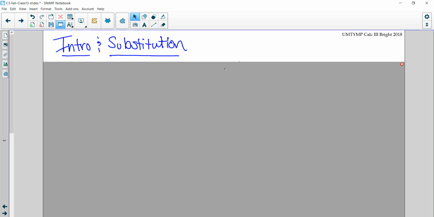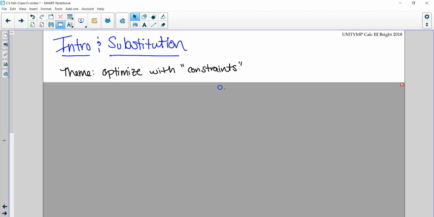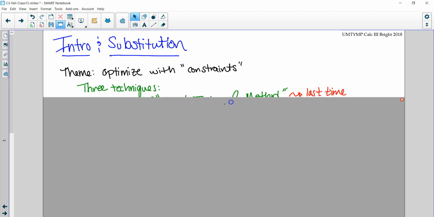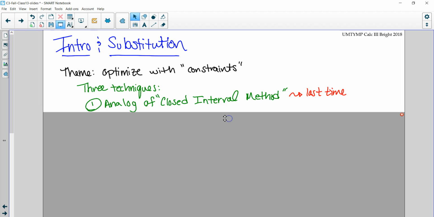We're going to continue our discussion of optimization and finding maximums and minimums this week, but we're going to do so with constraints. We had a couple of questions pop up with this in the homework this past week. The idea is that we're going to employ three techniques. First, there's the analog of the closed interval method. We focused on that last time, so we're not going to explore that anymore.